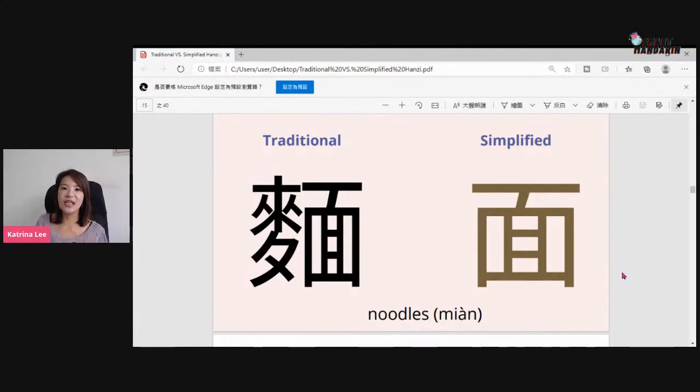我要给你们一个真实的例子, a real example, okay? The left one is traditional for mian, noodles, and the right one is the simplified for noodles. I hope I'm clear so far. This is the very first time doing a live stream teaching the differences between traditional and simplified. If there's anything you don't understand, let me know in the comments. Now you see the two characters, you'll be like, okay, I'm going to take the simplified one because it looks more simple.